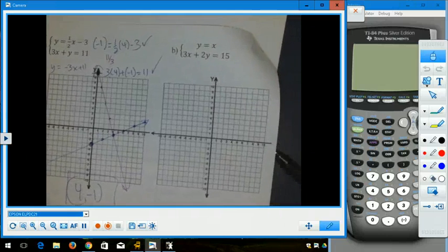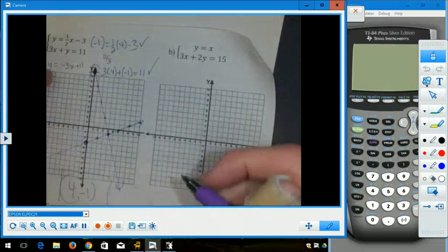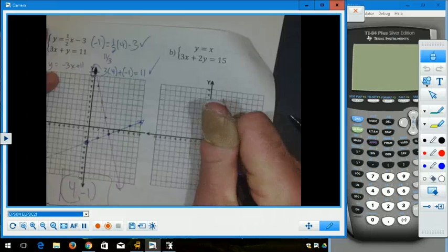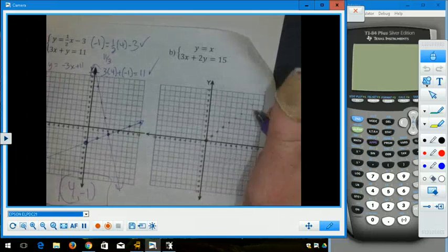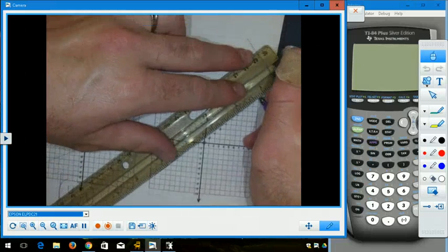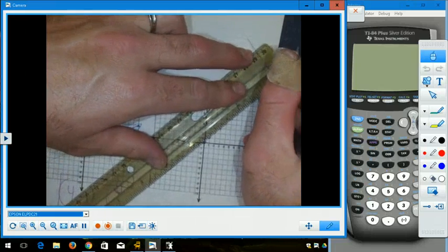If you graphed letter B correctly, you have the line y equals x, which has a y-intercept of 0, and then you go up 1 and over 1 for each of those points. So you plot those points and you connect them with a straight line.